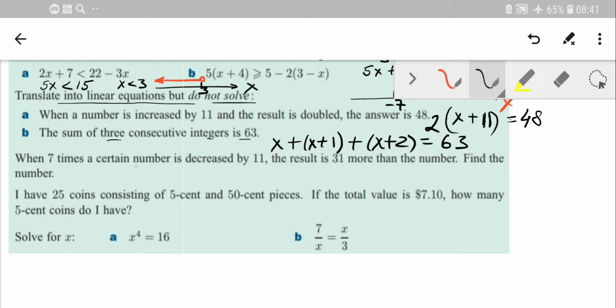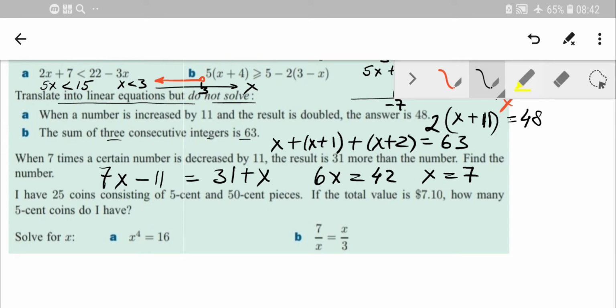When 7 times a certain number, x, is decreased by 11, so we subtract 11, the result is 31 more than the number, so 31 plus your number. Find the number. Alright, 6x equals 42, so from where x is just 7.